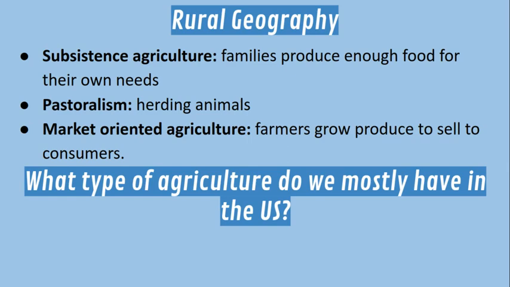So maybe you keep a very small portion of what you grow in a market-oriented agriculture for yourself, but mostly you're going to produce crops that you're going to sell to others, whereas subsistence agriculture, you're almost exclusively going to use everything you grow for yourself. You may have a couple of crops left over that you can sell to someone else, but mostly you're going to just be making enough to eat for your own family. So then what type of agriculture do we mostly have in the US?